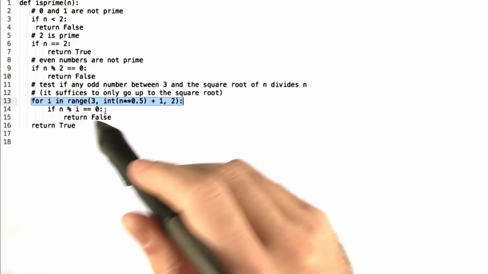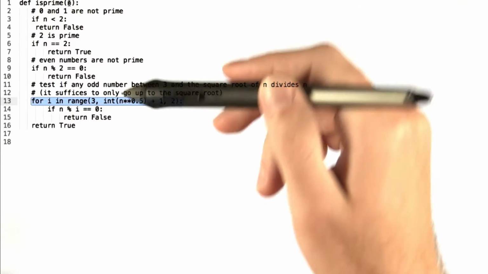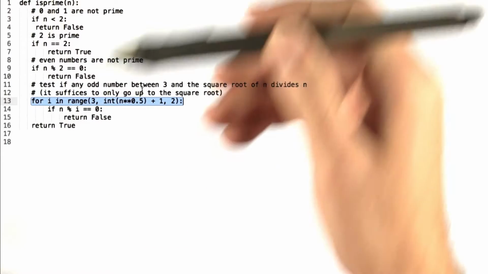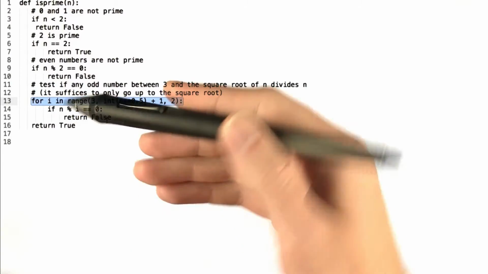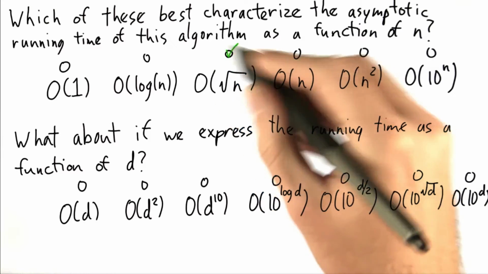So how many times does the for loop execute? Well, it executes based on n, the value of the input, about square root of n times. And if everything else is constant time, and this executes square root of n times, well, then we're on the order of the square root of n. So we can go ahead and check this.